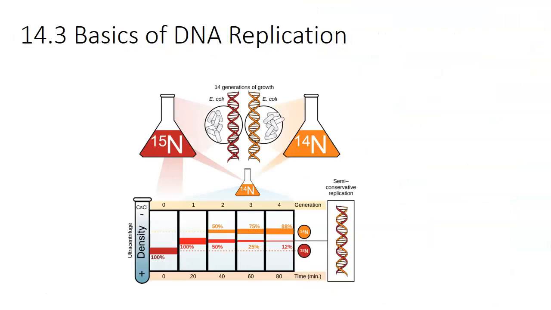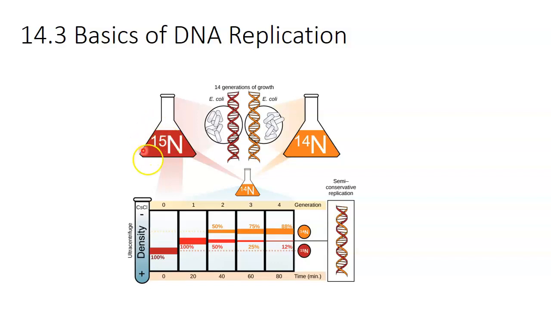Okay, so let's start here. So we've got E. coli, and we're going to grow them in the presence of nitrogen 15. Okay, and so we know that DNA is made up of nitrogenous bases, right? Bases that contain nitrogen. And so we could take nitrogen 15, which is radioactive nitrogen, and we can incorporate it. We can get the E. coli to grow and incorporate that nitrogen into its DNA. Okay, and so that's what they did.